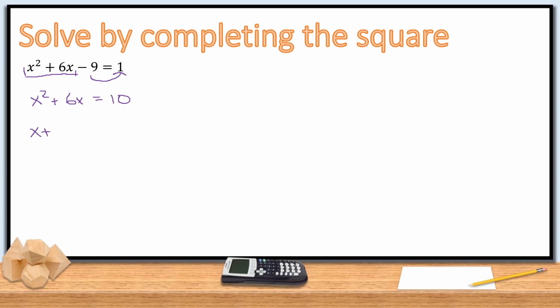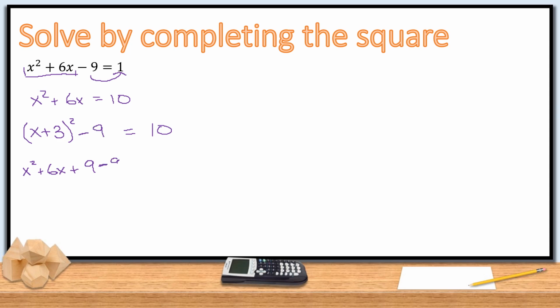So it'll be x plus 3 squared is equal to 10. Now I've left this space here because when we do x plus 3 squared, we will get x squared, we'll get that 6x, but we'll also get an extra 9. So doing x plus 3 squared is not the equivalent of x squared plus 6x. So to balance that out, I'm going to have to subtract 9 from it.